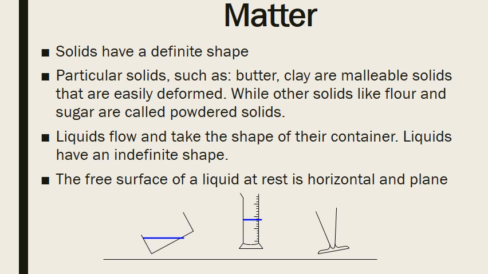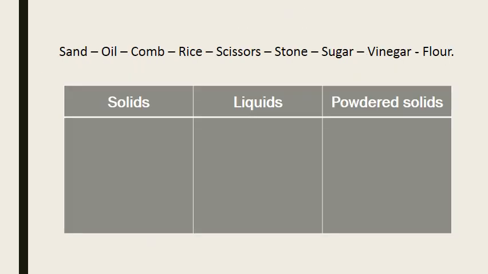So using these options that we have above, we can categorize them into this table. So we can either put them in solids or liquids or powdered solids. Sand is a powdered solid. So it's a solid and it looks like it's a bit powdery, so we put it into powdered solids. So we can write sand here.